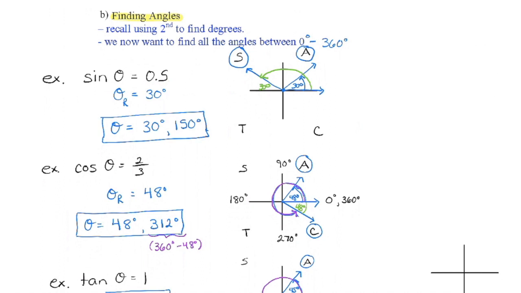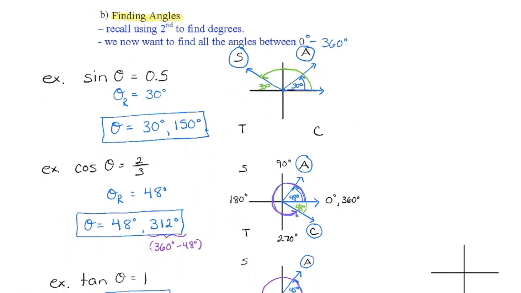You always want to draw this out to be able to identify in which quadrants your ratio is either positive or negative. So taking a look at the second one, I went ahead and filled this in here. We're going to first of all get that reference angle. So we're going to go second function cosine, 2 divided by 3 in our calculator, and we're going to get that 48 degrees. We're going to go over to our diagram and say, okay, this is a positive ratio.